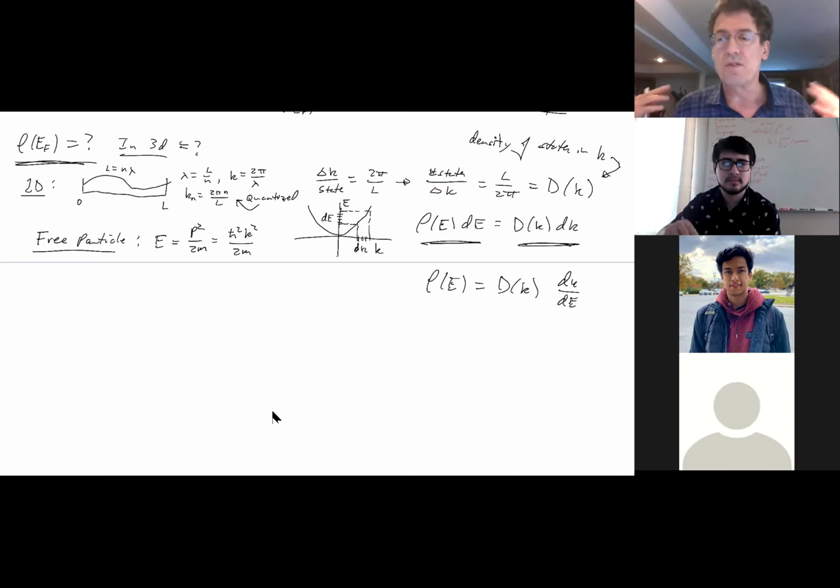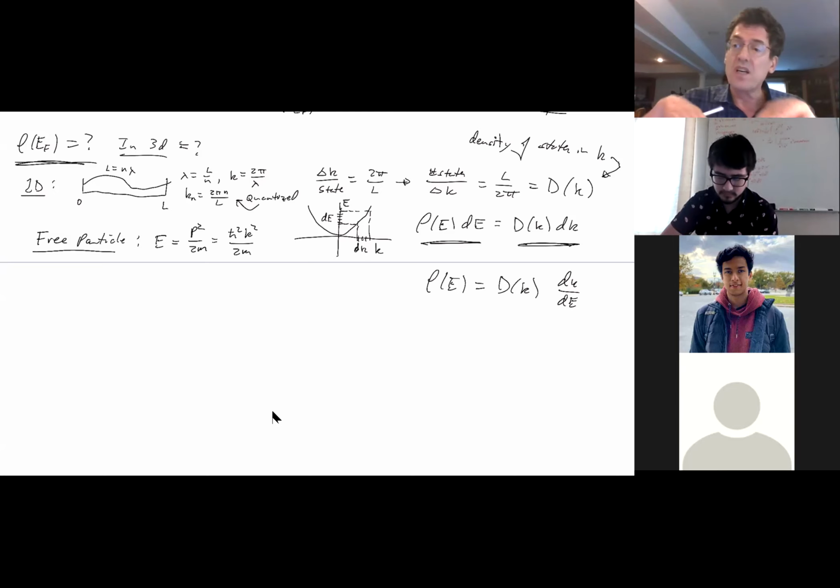It could be traveling through a crystal of copper or silicon, in which case the E versus K relationship could be quite different. So that's a good point you raised. But we're just talking about free particles. And so we have this very simple problem.